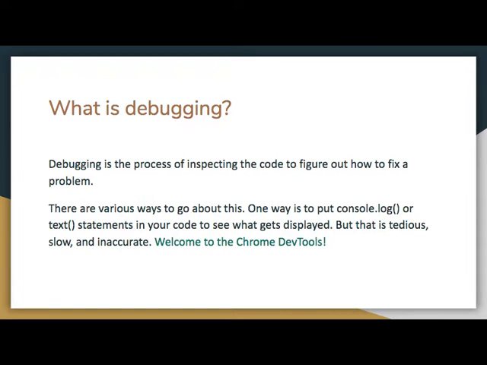So after that, what is debugging exactly? How do you do debugging? Debugging is the process of inspecting your code, on a lower level than just viewing the actual stuff that you write, and figuring out what is actually going on.